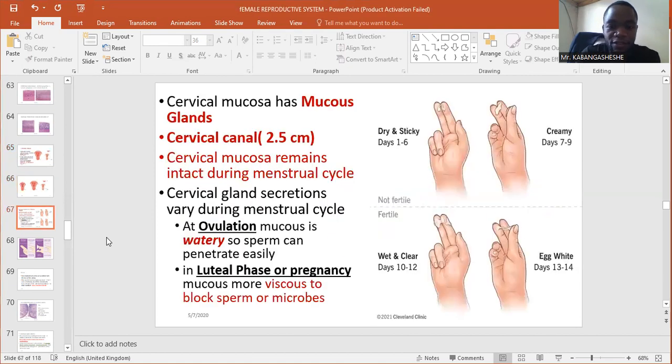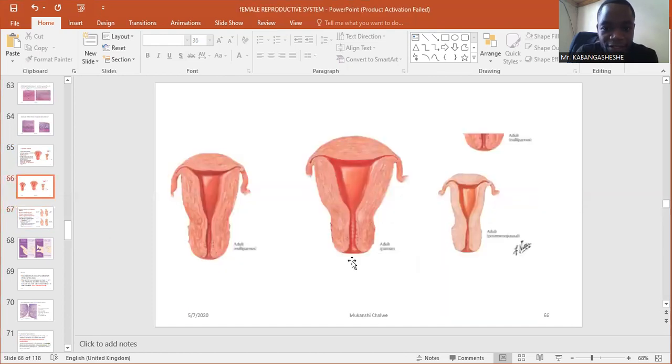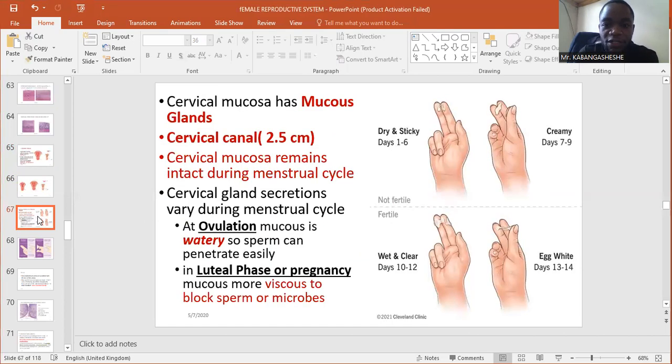So within the cervical canal, we find that the mucosa of the cervical canal is lined, like I was saying, the endocervix is lined by simple columnar epithelium. And then we find special glands in the cervical canal. Okay, so the cervical canal measures about 2.5 centimeters length. It's quite a short canal.